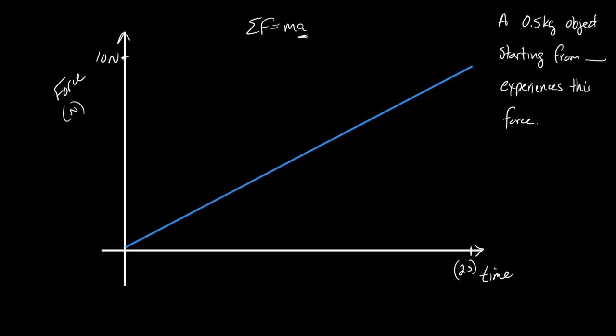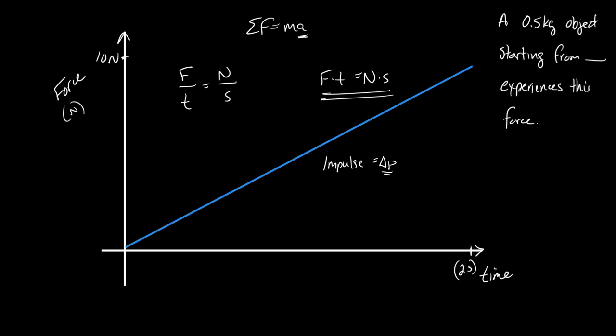Did you test slope and area? Slope is force over time, newtons divided by seconds. Area is force times time, or newtons times seconds. Do either of these have meaning? Yes, one does. Which one? That's right. This is impulse. Impulse is change in momentum. The area of this graph has meaning. Slope doesn't. Area does.